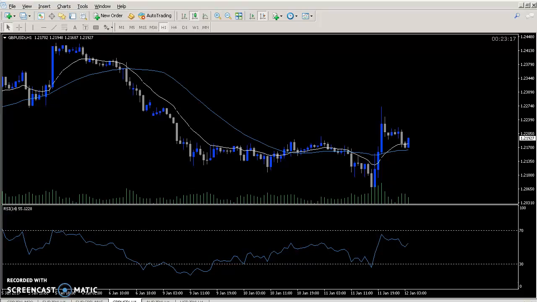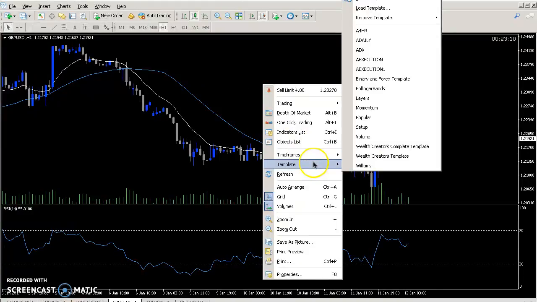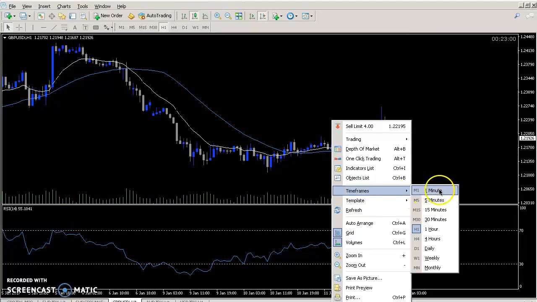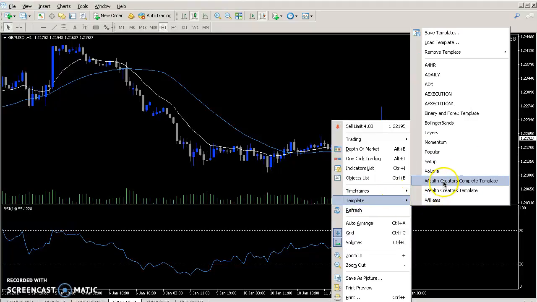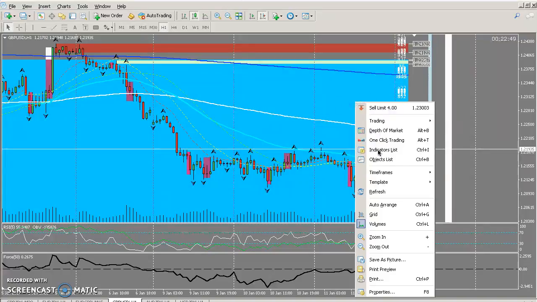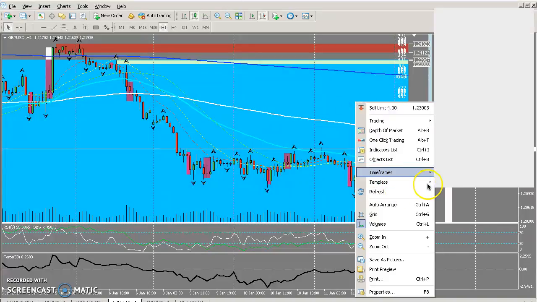I'm going over the templates that I put in the folder for you guys to have. The template that I'm using right now is the Wealth Creators template. You should have that one, and you should have the Wealth Creators complete template, which should look like this. What I'm going to go over first is the Wealth Creators template.